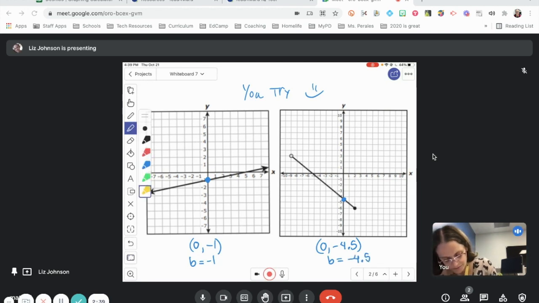And you know what? I didn't use my strategy of highlighting the y-axis. Let me do that. It's a good idea, and I want to model that. All right, there we go. Good job. Not so hard, right?